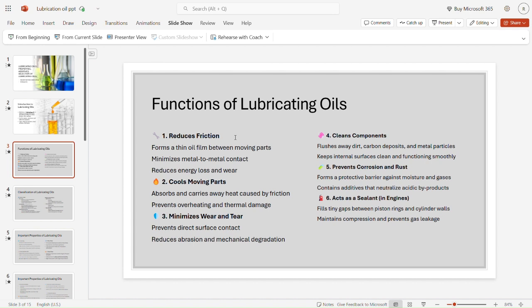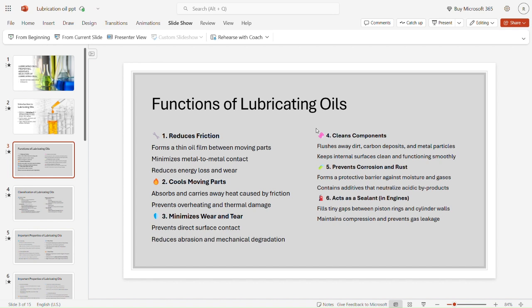Second one, it cools down or dissipates the heat from the moving parts. Basically lubricating oil is not only used to reduce the friction, it is also used for heat dissipation. It absorbs the heat generated in engines and carries out the heat caused by the friction. Third one is minimizing the wear and tear. As we discussed earlier, it is also used to reduce the wear and tear between two parts.